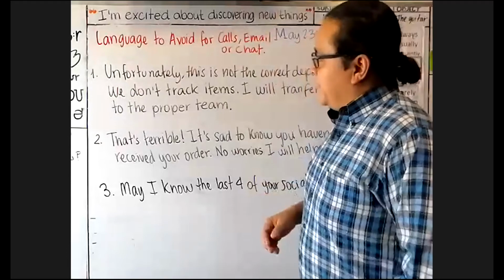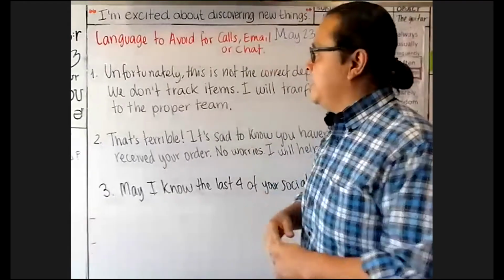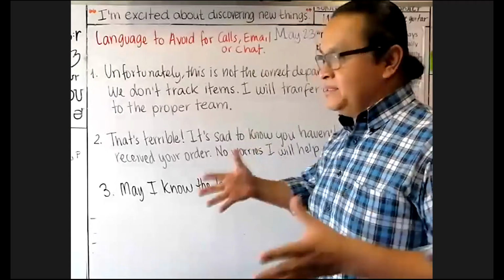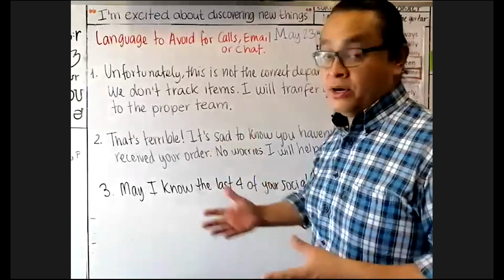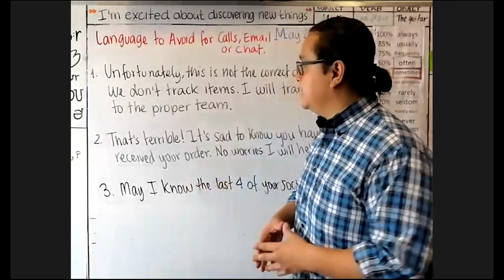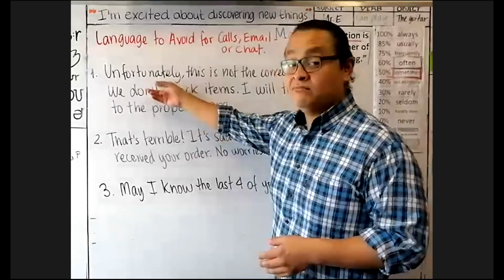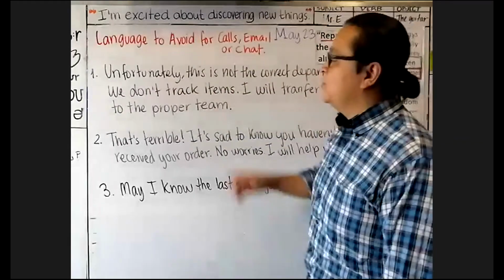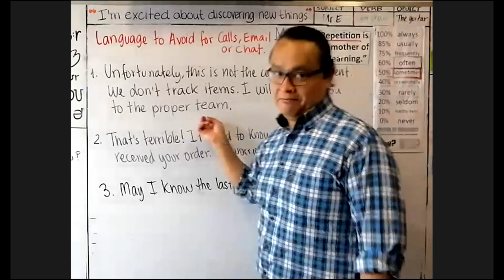Here's an example, right? Let's say that you got a call and somebody's requesting a tracking of an item, but this is not under your scope of support because you work in the sales department or some other type of department. So this is a common response that I've seen, for instance, using negative language: "Unfortunately, this is not the correct department. We don't track items, and I will transfer you to the proper team."